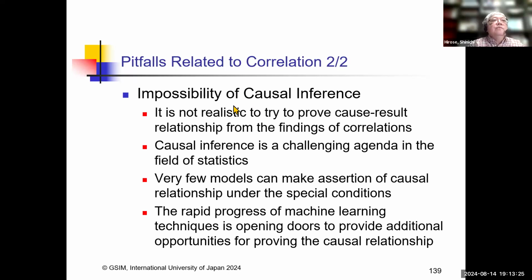So, by using correlation, causal inference is impossible. You are not supposed to conclude this is the cause and this is the result because these two or multiple variables have high correlation.